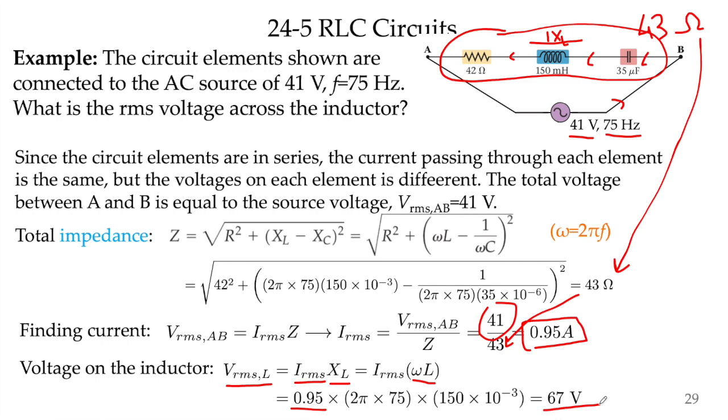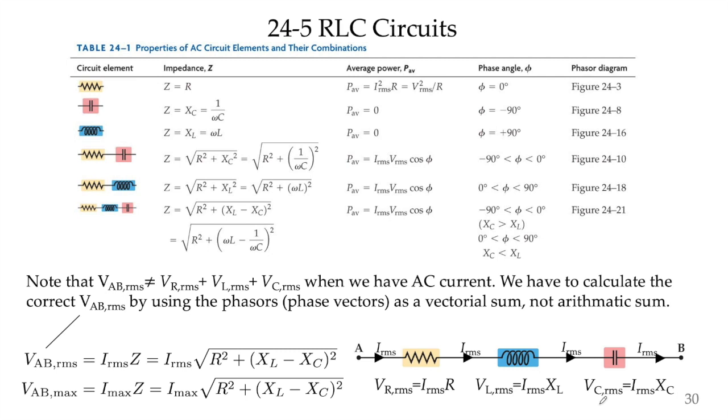Okay, let's continue. In this table, this is basically a summary. What happens to the impedance when you have only R? Well, it's just R. Only capacitor, it's this formula. Only inductor, this formula. What happens if it's an RC circuit? This is the impedance. RL circuit, and finally RLC circuit. So you have the impedance formulas.